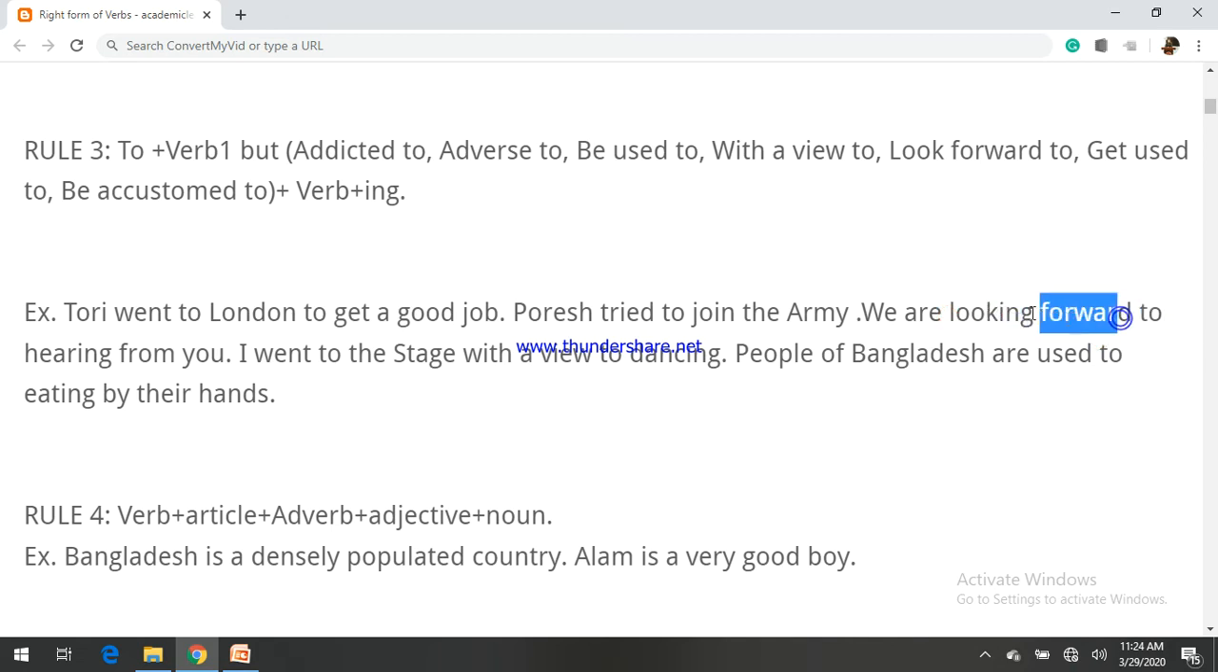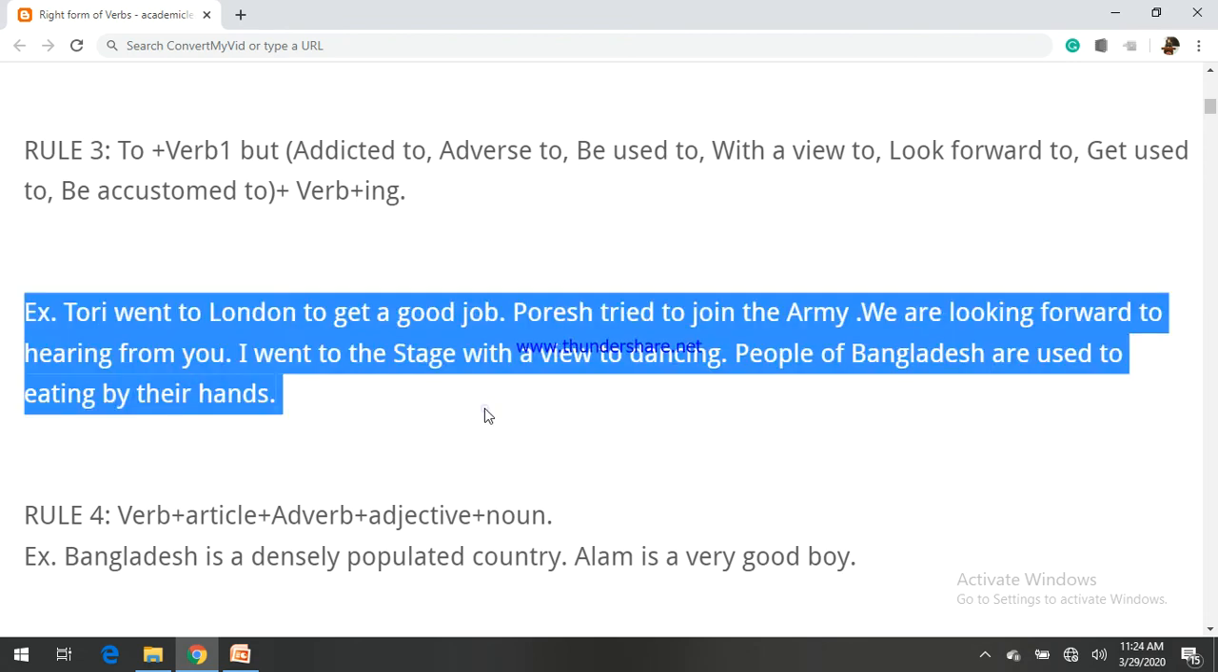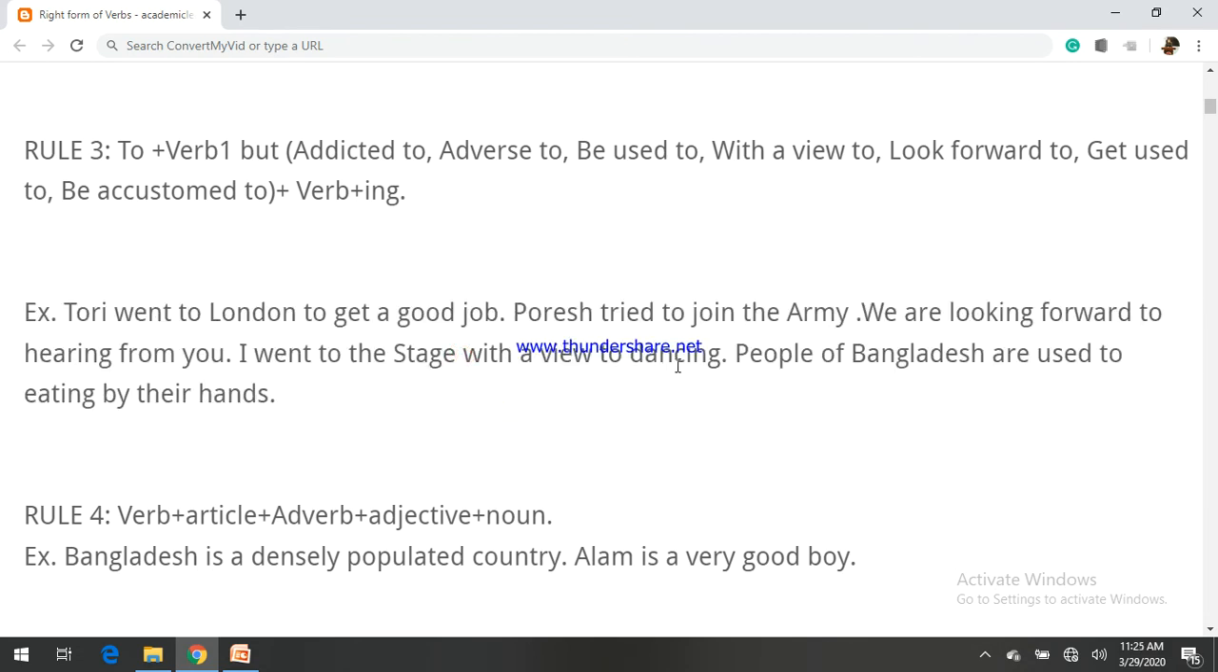Let's see, looking forward to hearing. Looking forward to, this one is called a phrase, and after the phrase here is not the V1 form, but verb plus ing, hearing. Okay, after look forward to we have to use hearing, or verb plus ing. Same, after addicted to, after adverse to, after be used to, you have to use similar types of verb plus ing. Another example, with a view to. After with a view to, there is dancing, not dance. With a view to dancing.